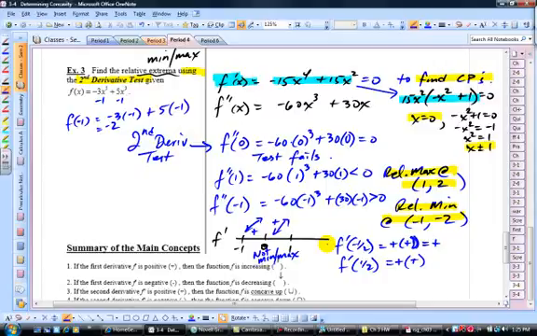Okay. So we were asked to find the relative extrema. I did that. We have a relative max at 1 comma 2, a relative min at negative 1 comma negative 2, and I'm done.